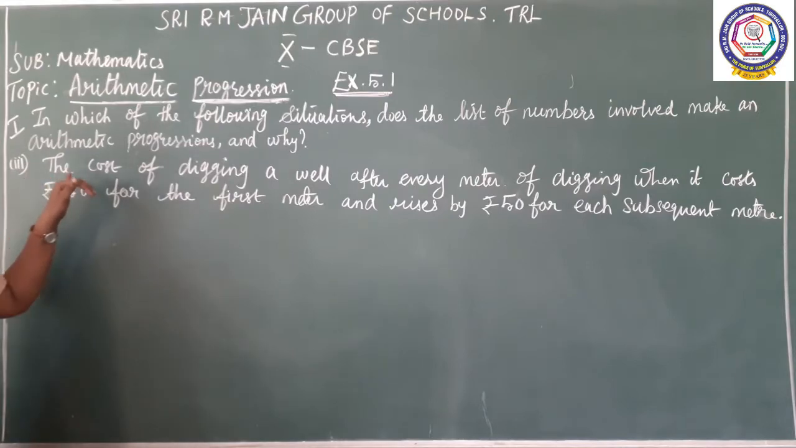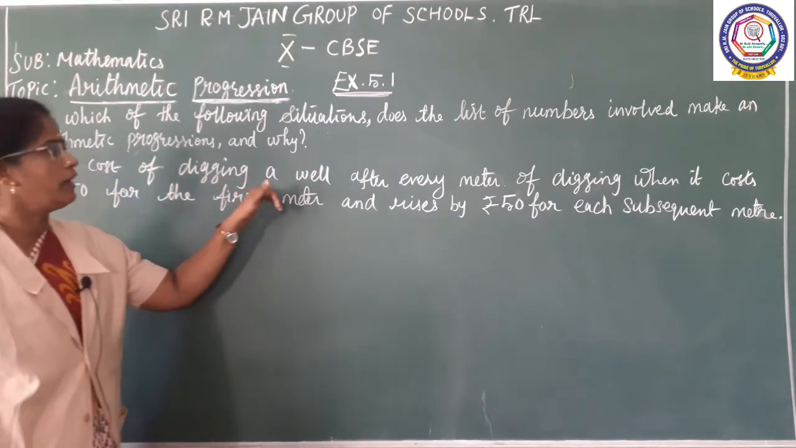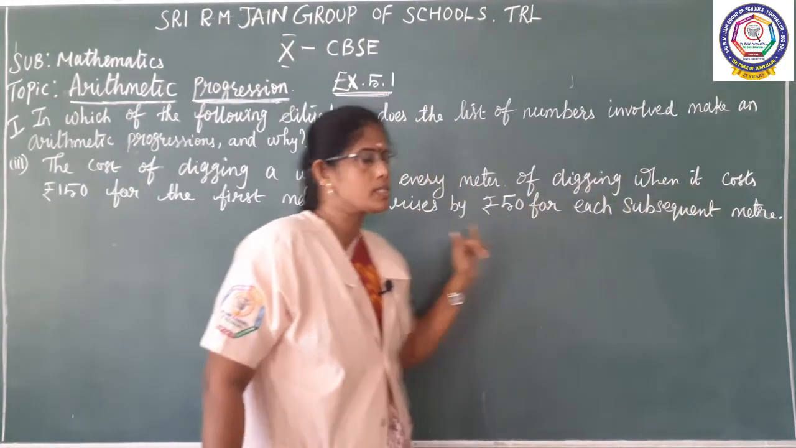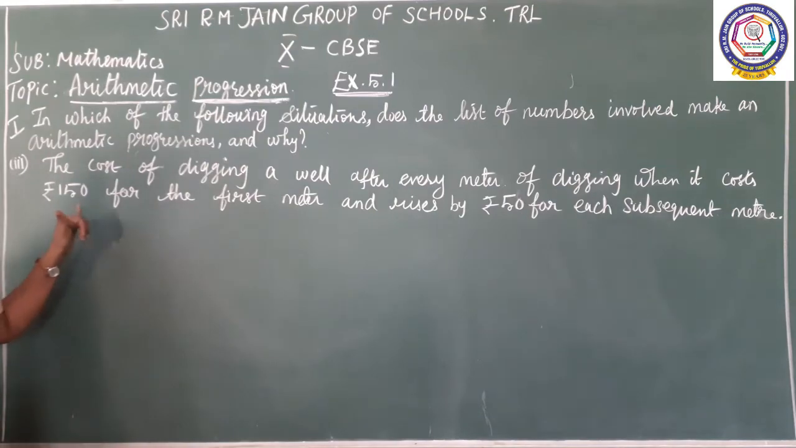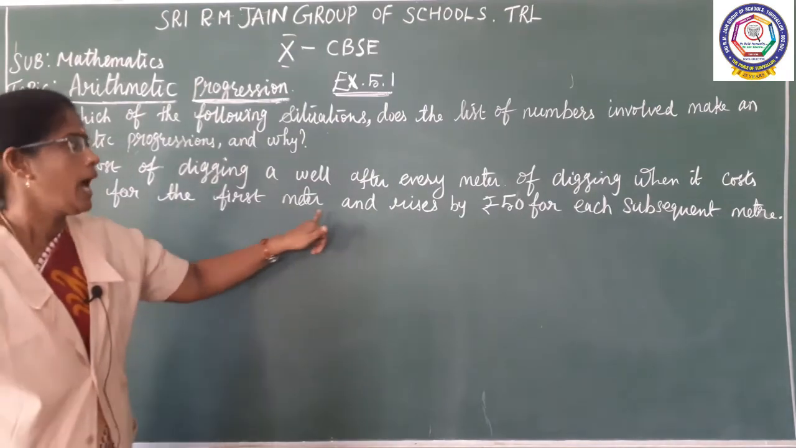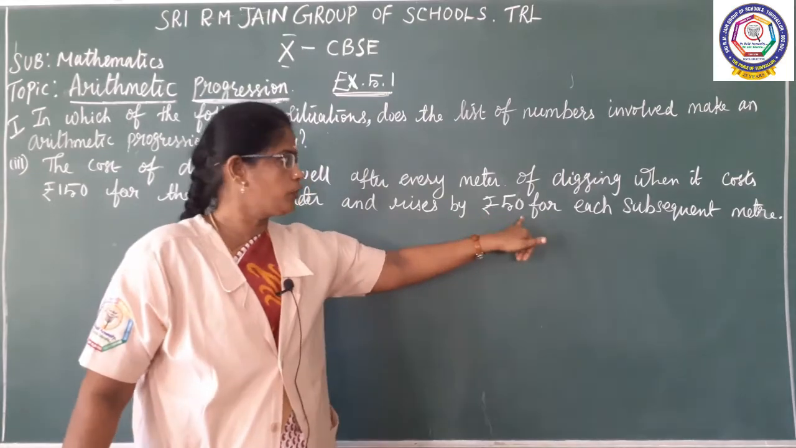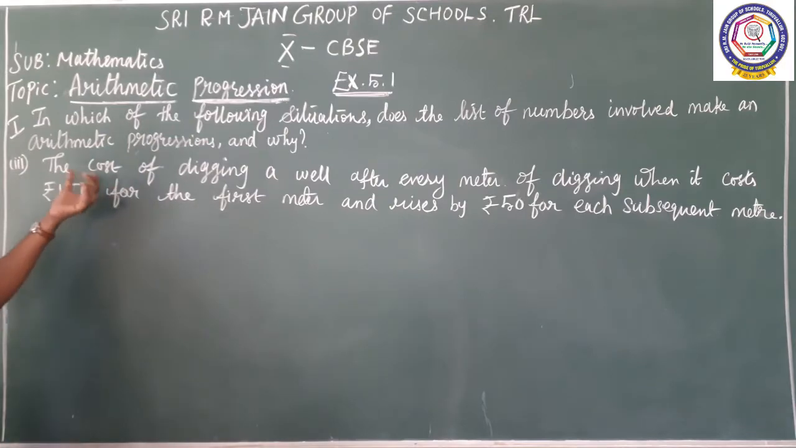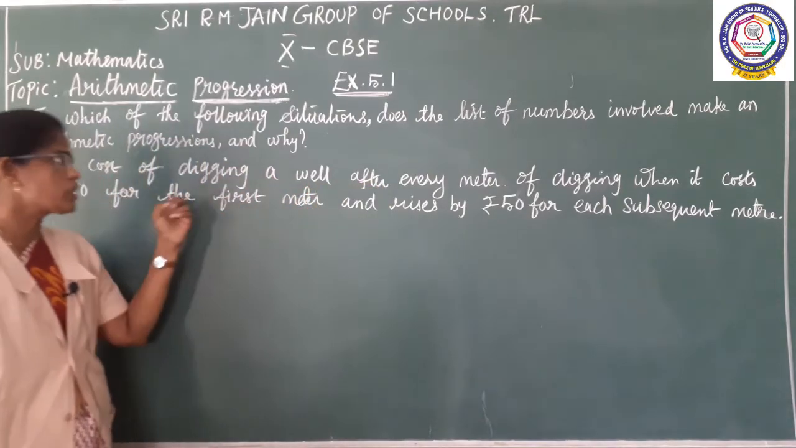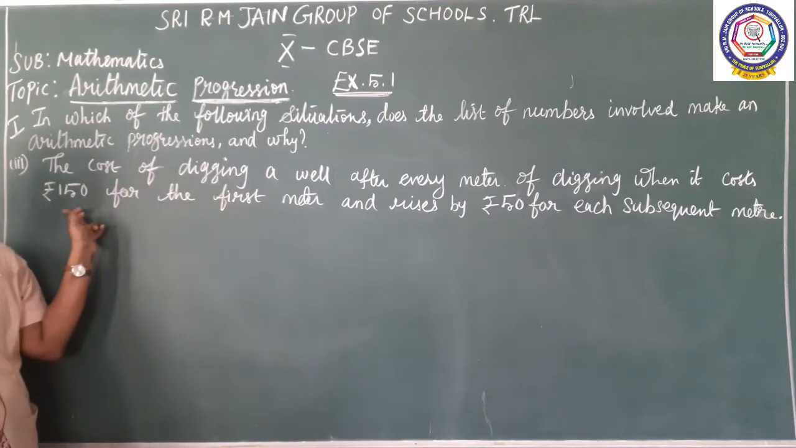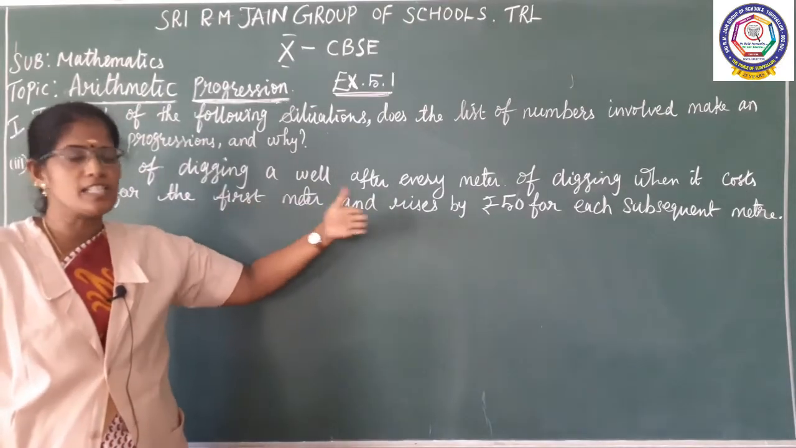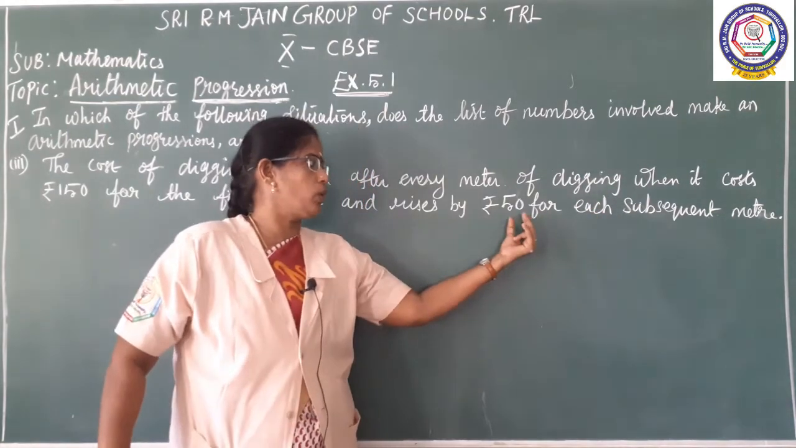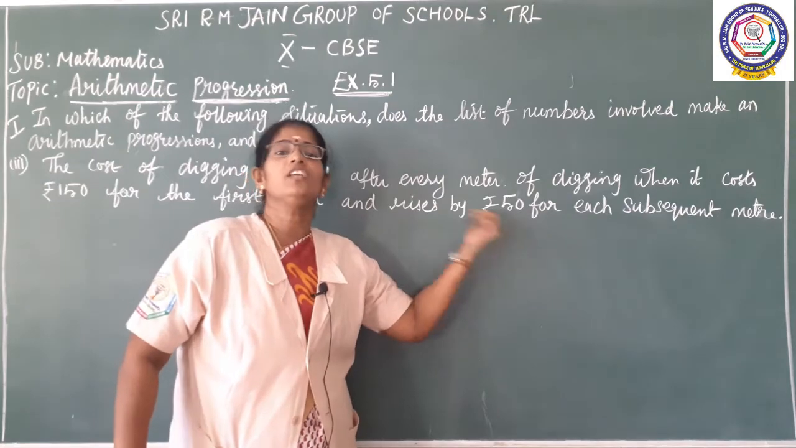Question number 3. The cost of digging a well after every meter of digging when its cost is rupees 150 for the first meter and rises by rupees 50 for each subsequent meter. So what is the question given here? The cost of digging a well for the first meter is rupees 150. After that they are raising it for each subsequent meter. After 1 meter how many rupees are they increasing? 50 rupees.